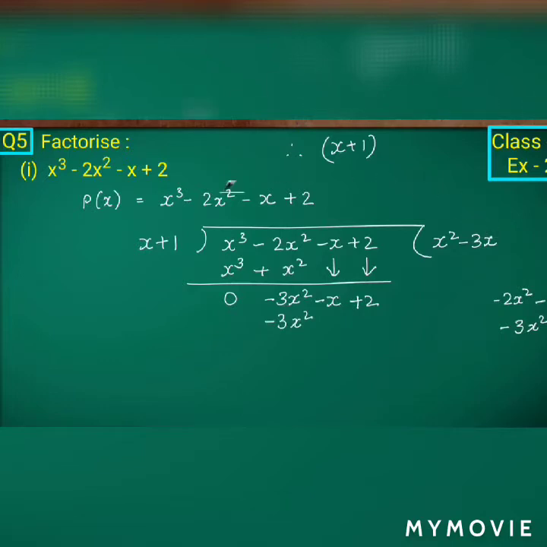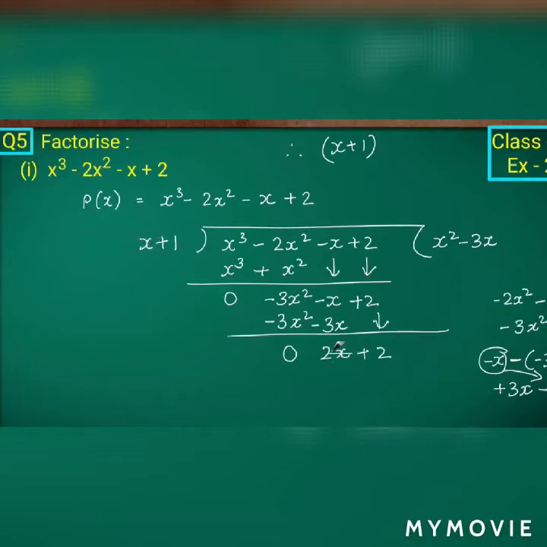Again minus 3x into plus 1 is giving minus 3x. Are you getting, students? Minus 3x. Now we have to do the subtraction. So minus will become plus and minus will become plus, isn't it? So both will get cancelled. Here minus x, minus is becoming plus now, so it will become plus 3x. That is minus of minus 3x will become plus 3x, isn't it? So minus x plus 3x is giving plus 2x. Are you getting? Plus 2x, plus the next term is plus 2.